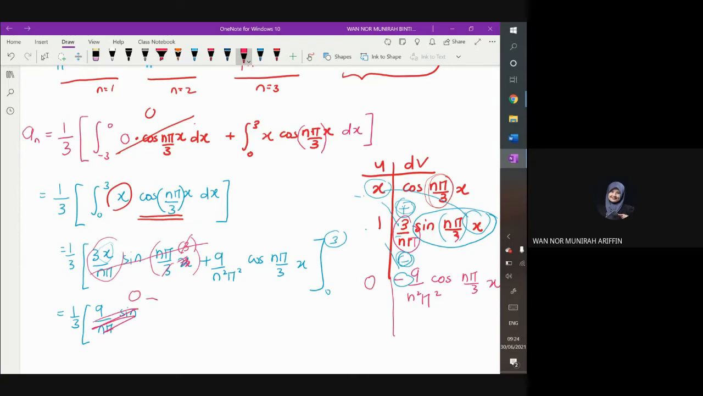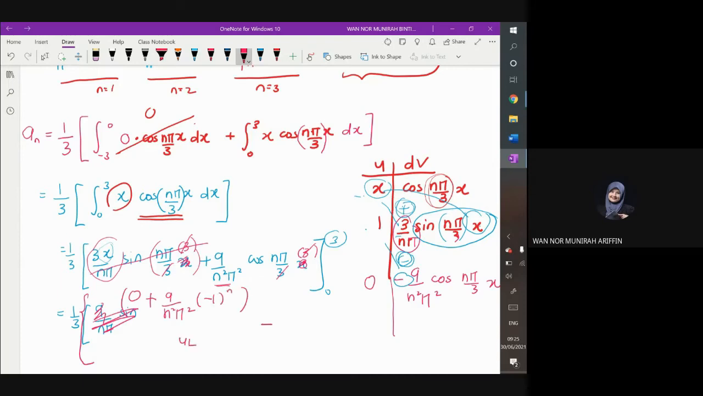0 and then plus. This is the upper limit. So this one is 0 plus the upper limit, 0 plus 9 over n square pi square. Put 3 here, this one is 3. So 3 over 3 is 1, cos n pi. That means 9 over n square pi square times cos n pi. Cos n pi is negative 1 to the power n. So this is your upper limit.